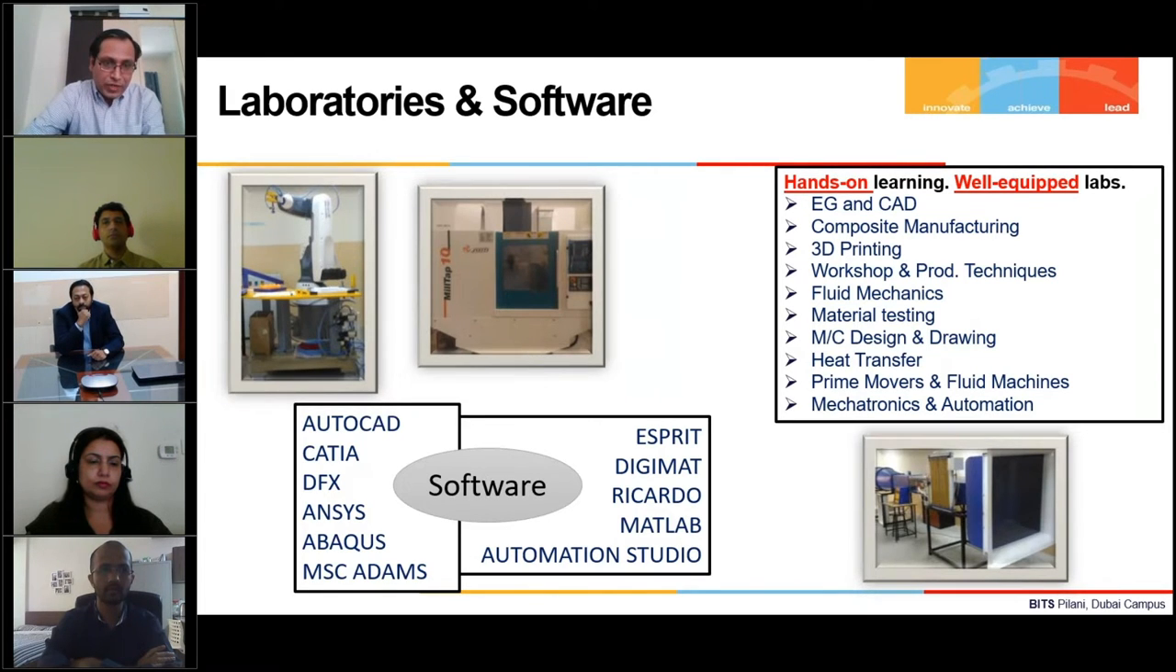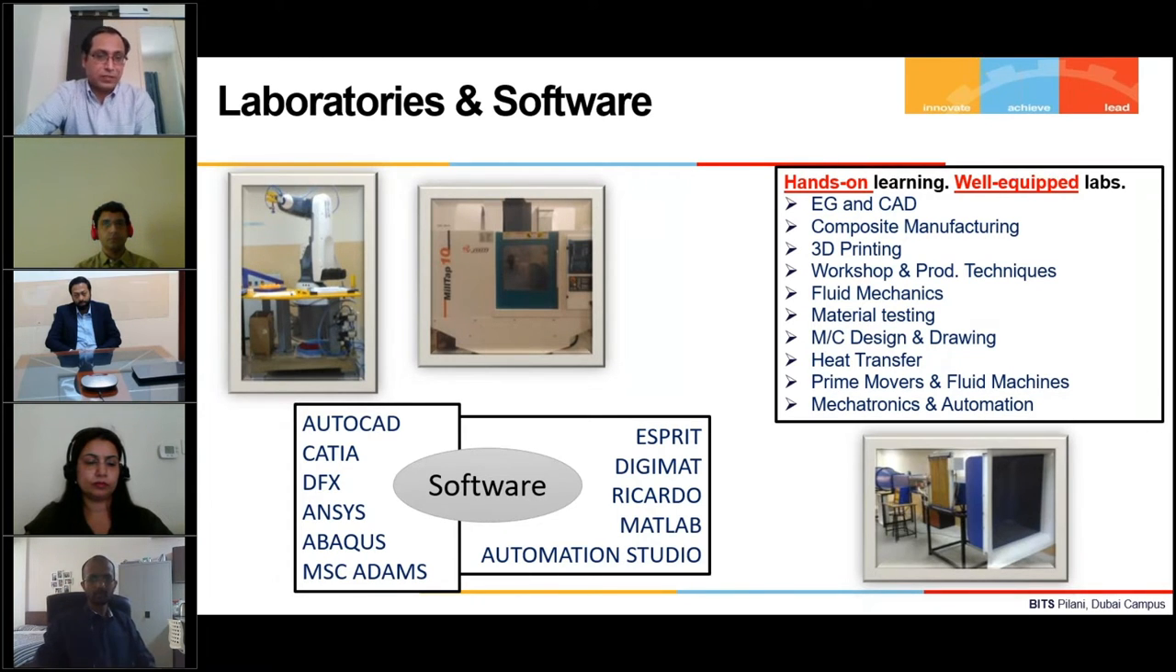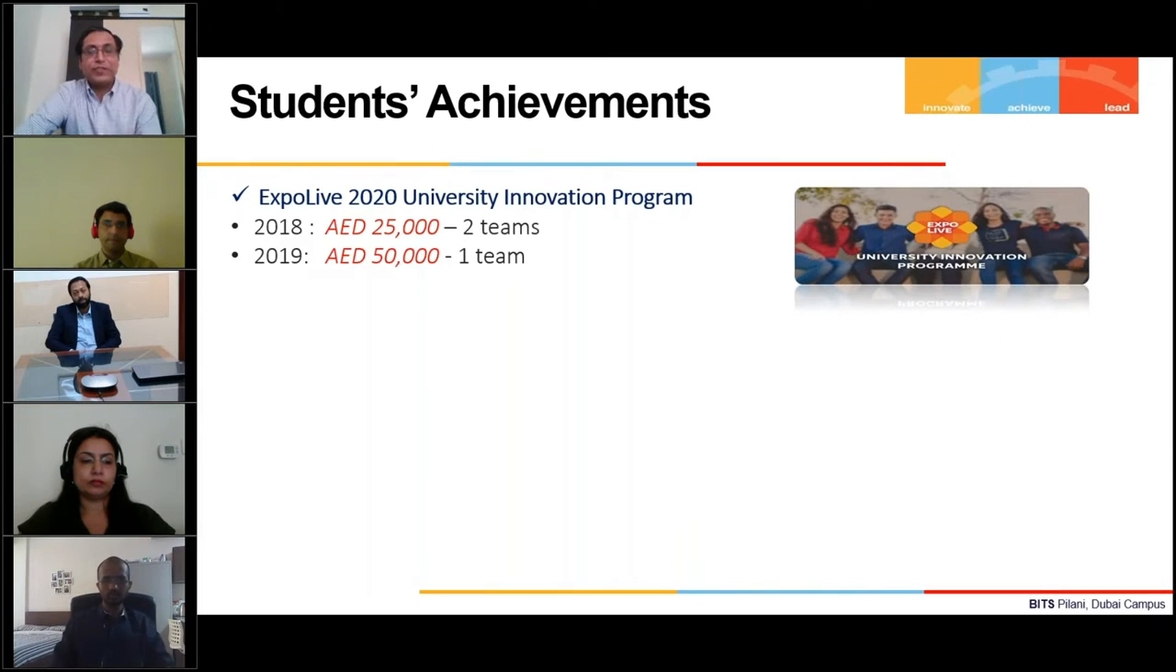Espirit is a computer-aided manufacturing software. Digimat assists with material design aspects. Ricardo is an engine software for internal combustion engines. MATLAB is a mathematical software that we are trying to incorporate fully into all of our courses so that students get to know some sort of mathematical software. And then we also have Automation Studio, which caters to hydraulic systems and pneumatic design. So we do have good facilities here.